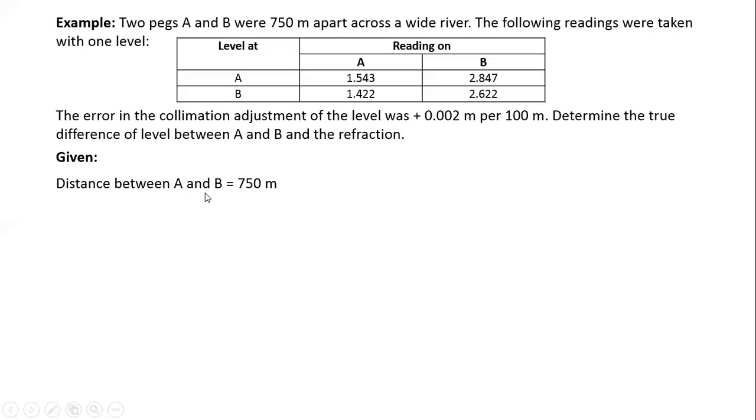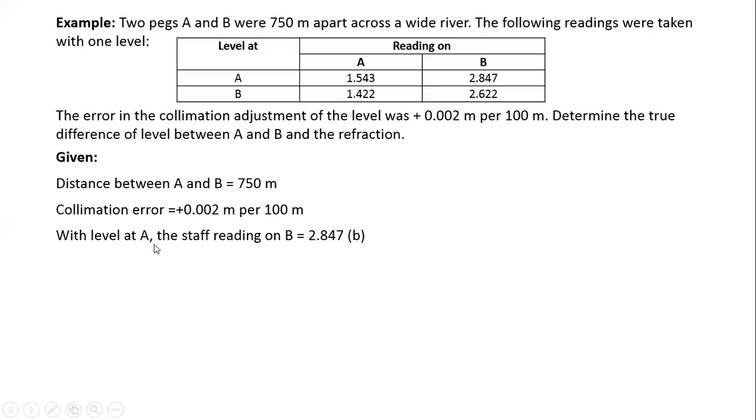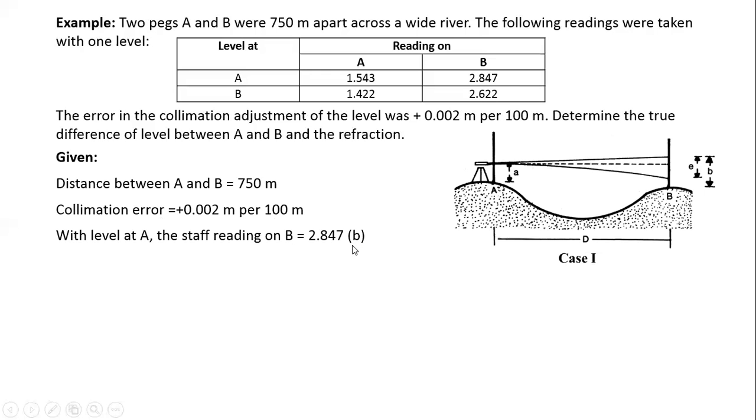You are given that the distance between A and B is 750 meter. You are also given the collimation error as plus 0.002 meter per 100 meter. With level at A, the staff reading on B is given as 2.847. Now this is the diagram here. The staff reading at A is this one, and the staff reading at B is this one, 2.847.